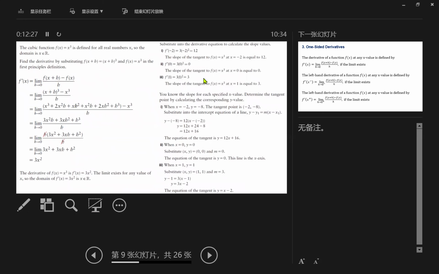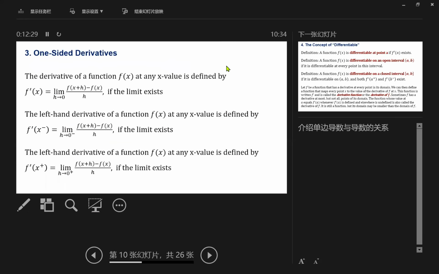No? Okay. Then let's see another important concept. Remember that the derivative is defined using limits, right? For limits, we have both one-sided limits and two-sided limits, right? Similarly, for derivatives, we have one-sided derivatives as well. So first, let's have a look at the definition of one-sided derivatives.